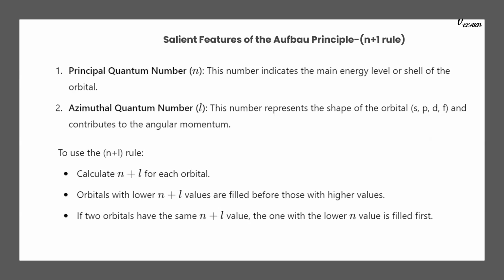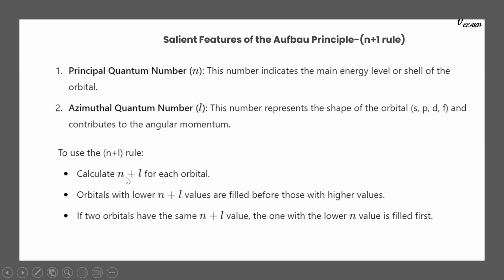Next one is the azimuthal quantum number. We have many kinds of subshells like s, p, d, f, and it goes on like that. So for an s orbital, the azimuthal quantum number is 0. If it is p, it is 1. If it is d, it is 2. If it is f, it is 3. And it goes on like that.